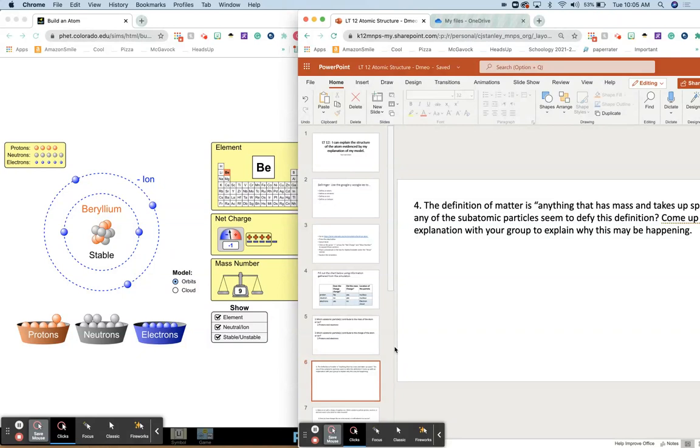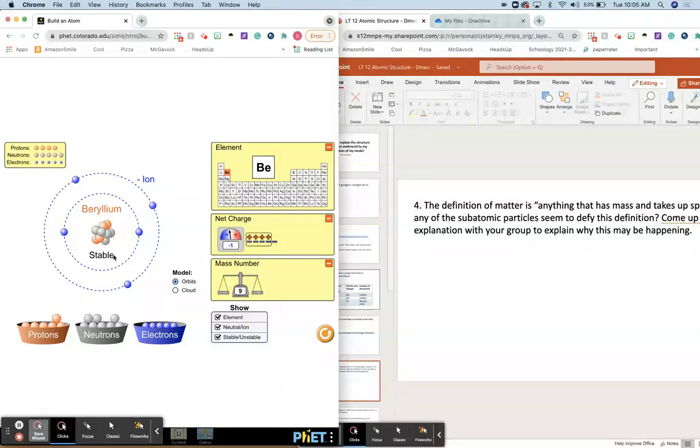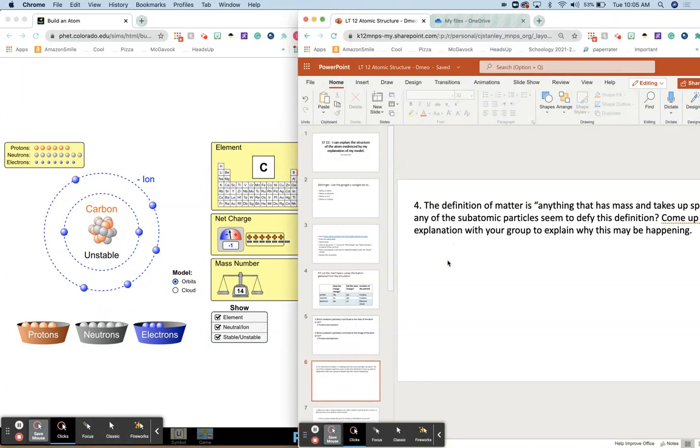All right. Which of our subatomic particles, when we added them, did not change the mass number? Well, let's see. When I add the protons, the mass number increases. When I add neutrons, the mass number increases. When I add electrons, the mass number is not increasing. So, I wonder why that is. When we add the electrons, the mass number doesn't move.